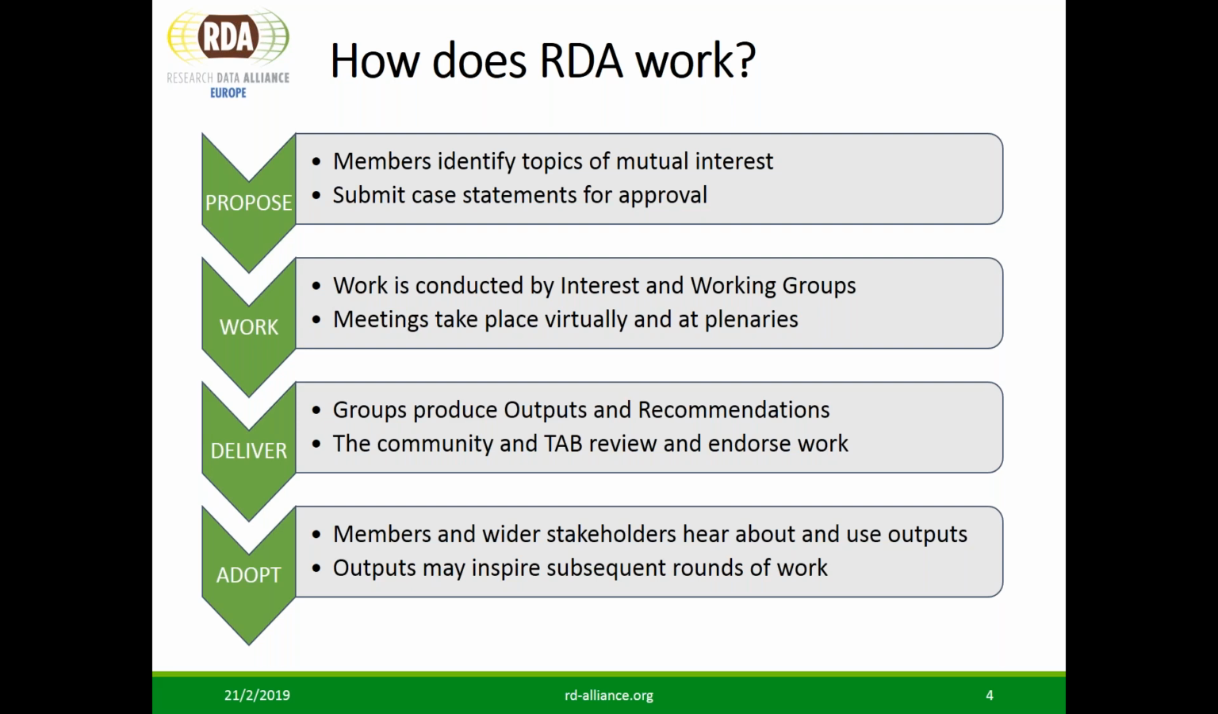And what we're really focusing on here is how we take those outputs further. Obviously, people will find these outputs, they'll hear about them at plenaries, and they'll start using them. And this grant scheme is to support that adoption. And what you'll find is that some outputs inspire further rounds of work. So there will be some groups, like the Metadata Standards Directory group, that go on to do subsequent phases of work. So this is essentially how the RDA cycle of activity happens.